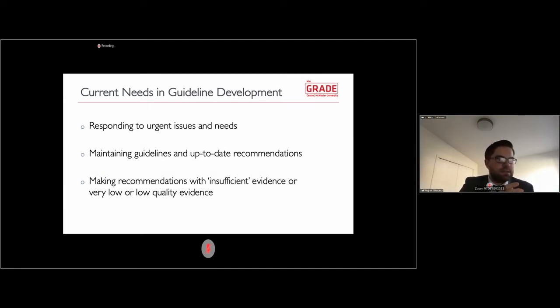low quality evidence. And if you think back to what might tie these topics together, it is, of course, the current COVID-19 pandemic that we're experiencing that really brought these issues to light in terms of making recommendations in each of these situations. And I'll use a couple examples from the COVID-19 pandemic about guidelines that were addressing these issues.